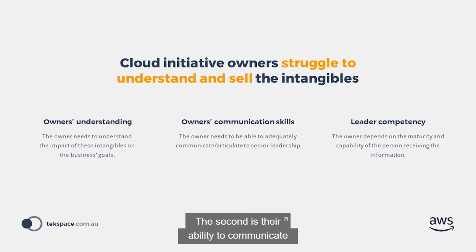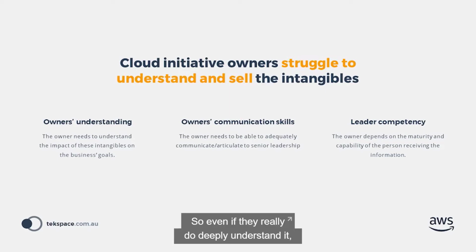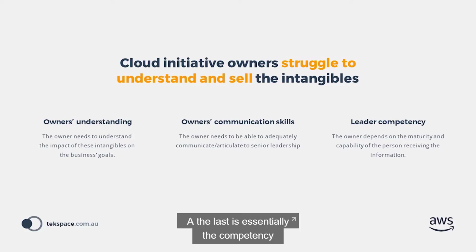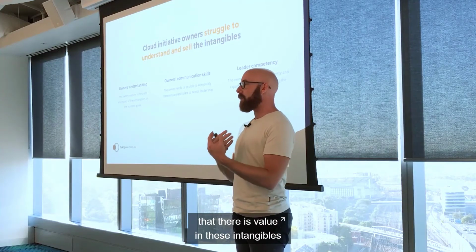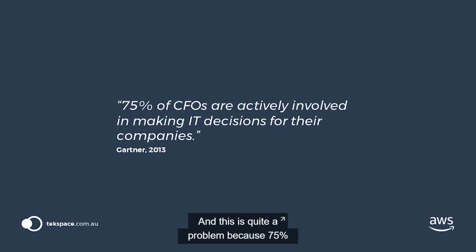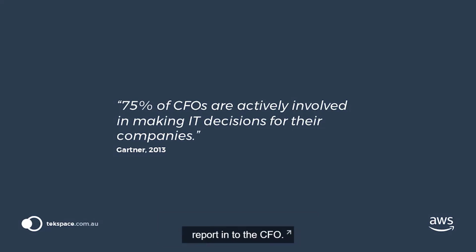The second is their ability to communicate to the leaders of the business. So even if they really do deeply understand it, they may not be able to deliver it in a way that's understandable. And the last is essentially the competency of the leader. And their ability to interpret what's being said, receive the information, and agree that there is value in these intangibles and getting them right. And this is quite a problem, because 75% of CFOs in organizations are the people who make IT decisions. Okay? Now, this is compounded when you consider that 45% of CIOs report in to the CFO.